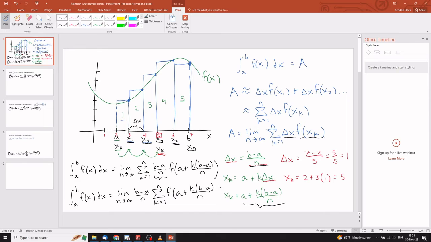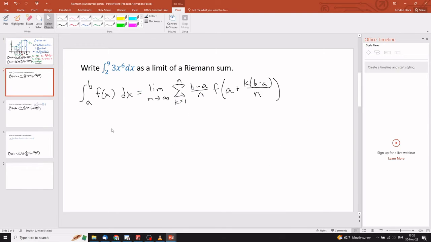over n. Okay, so sometimes we're going to want to use this version on bottom, and sometimes we're going to want to use this version on top. It just depends on the question and the form that they give you. Okay, now let's look at some specific examples, starting with this one. Write the definite integral from 2 to 9 of 3x to the 6 dx as a limit of a Riemann sum.